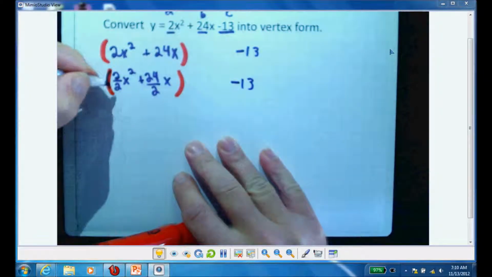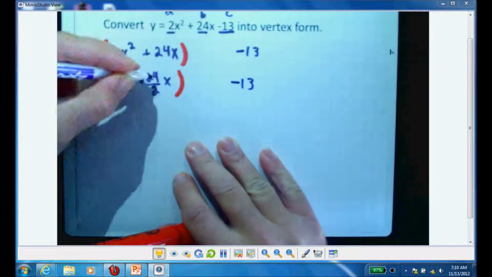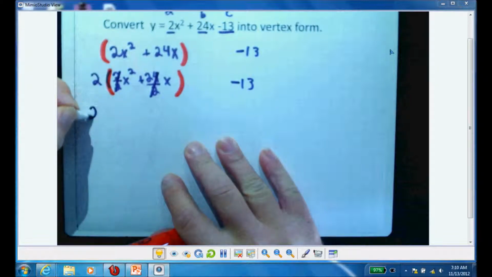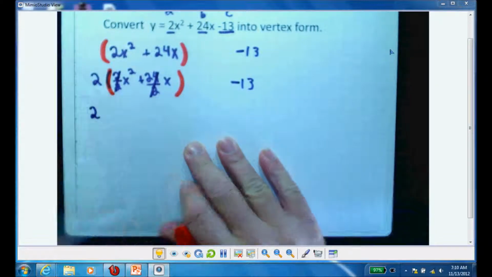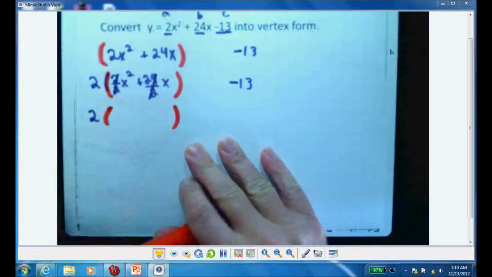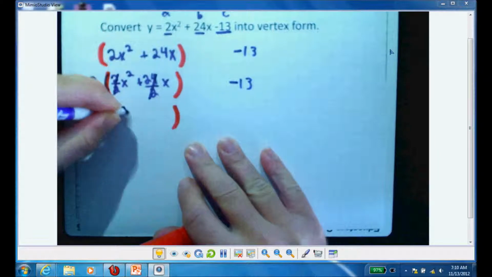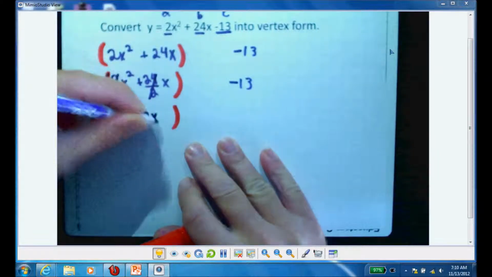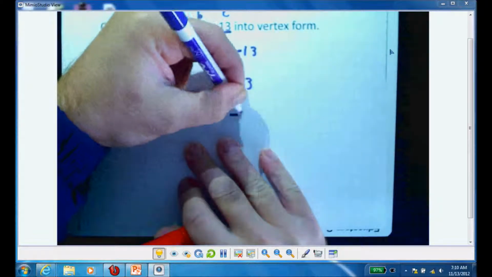But what happens to my 2's? They cancel out, and my 24 divided by 2 becomes 12. And now I'm left with 2, and then on the inside, I'm going to have x to the second power plus 12x. And I still have my minus 13 sitting over there.